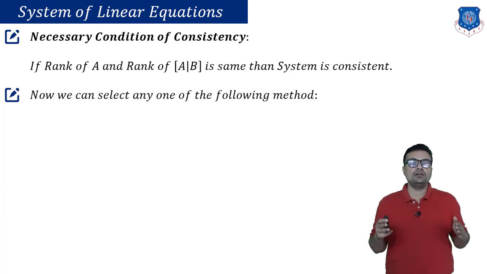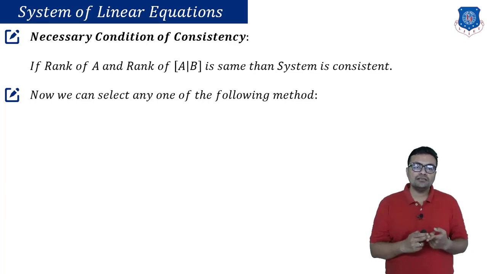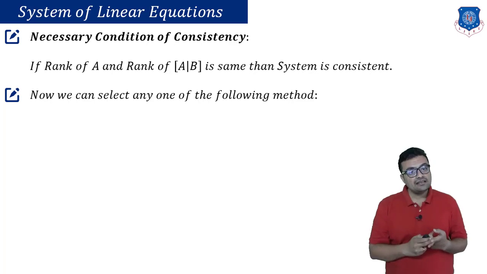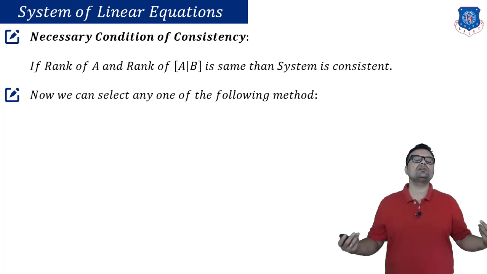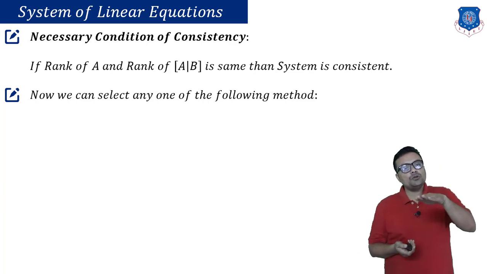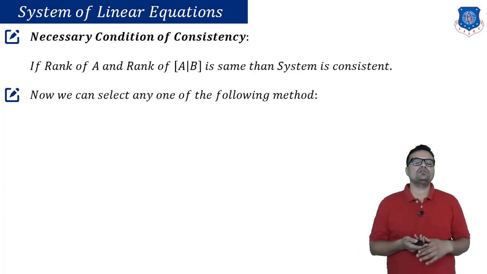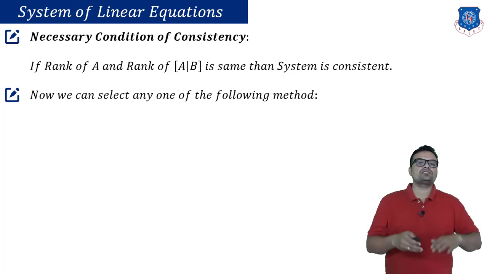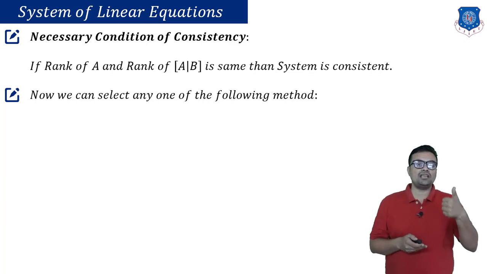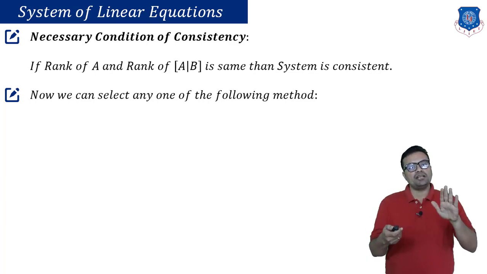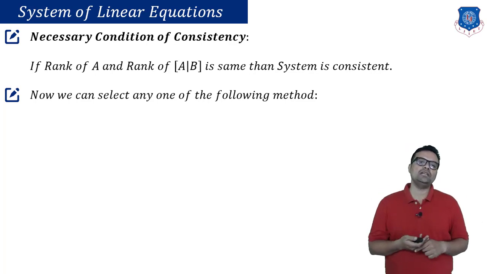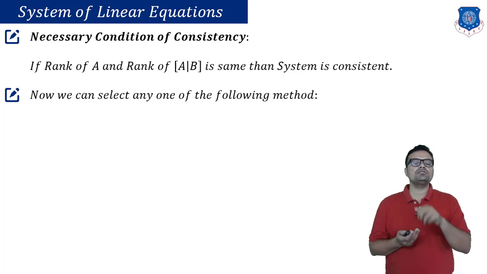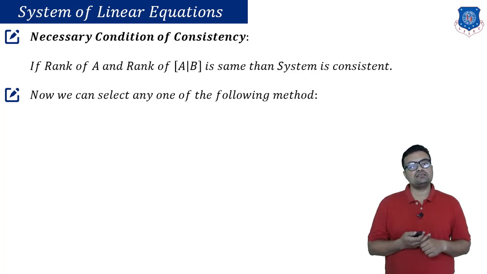still we don't know whether they are intersecting in a point, on a line, or on a plane. For that we have two different methods of calculation. Up to this step, the necessary condition of consistency, our calculation will remain the same. Take A augmented B, convert A into row echelon form, find the rank of A and the rank of A augmented B. Once you have the surety of consistency, find the point of intersection.